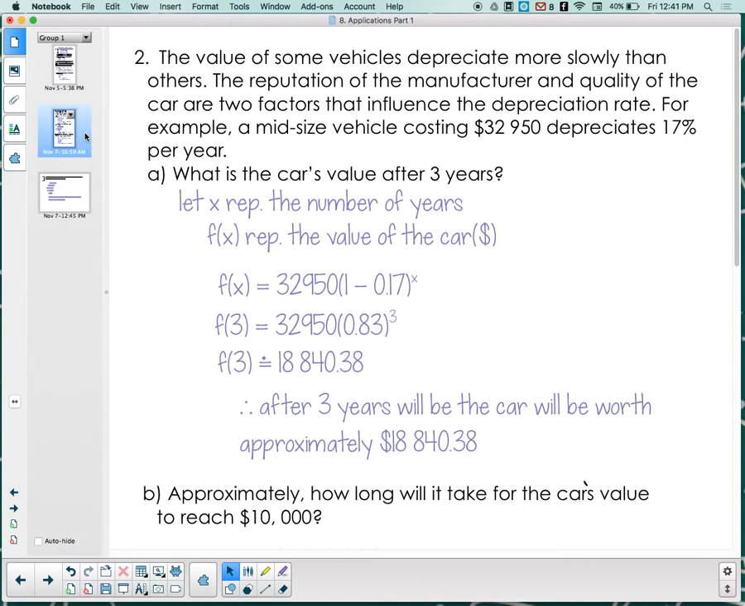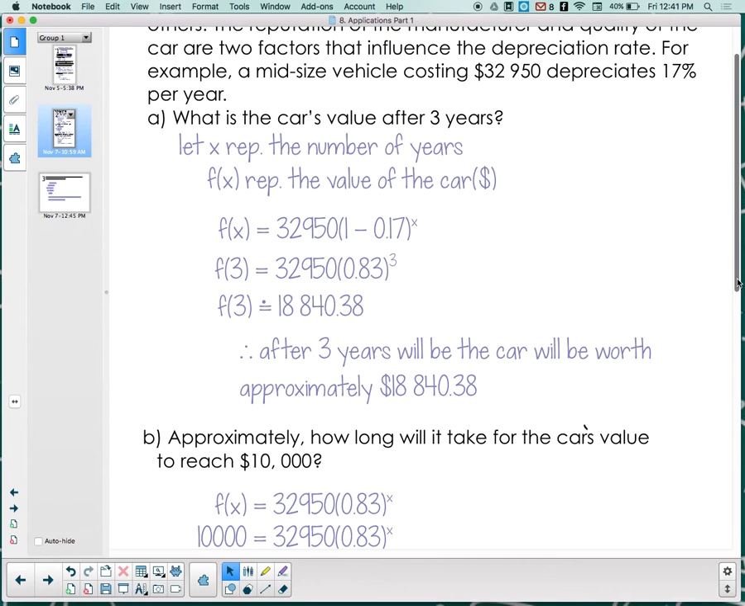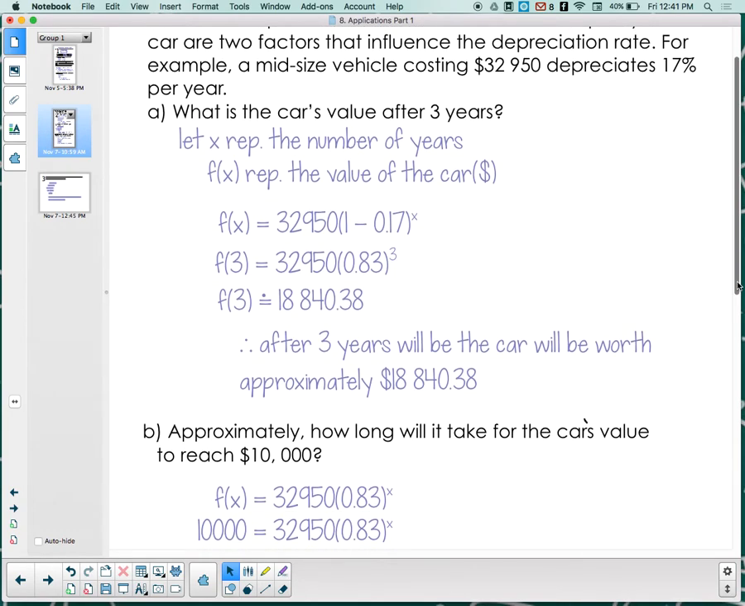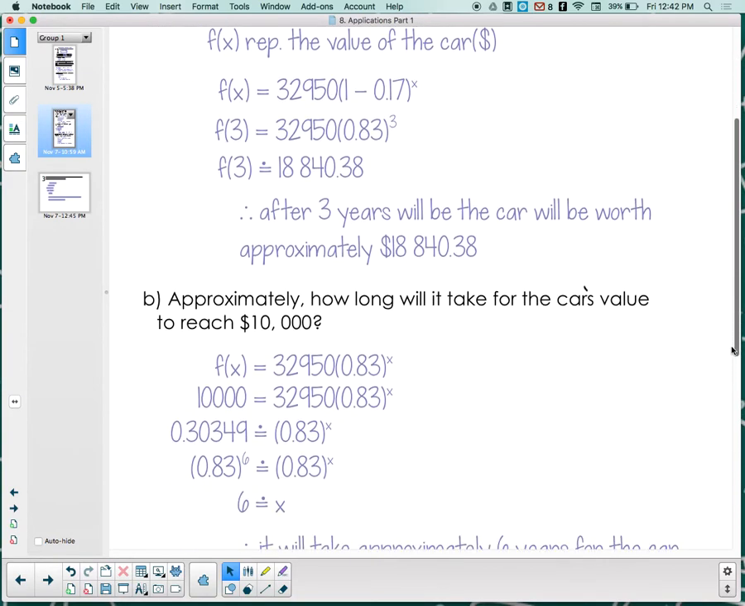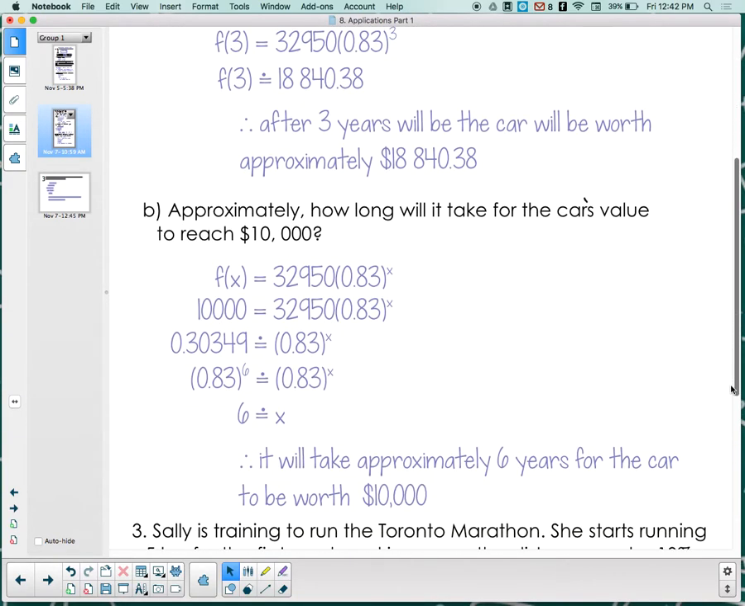Now this is where it gets a little tricky, going the opposite way. In B, we're asked approximately how long will it take for the car to be worth $10,000. So in this question, we're solving for X, the exponent. So f of X is the 10,000. We're solving for X. So the first thing we're going to do is divide out the $10,000 divided by the $32,950.